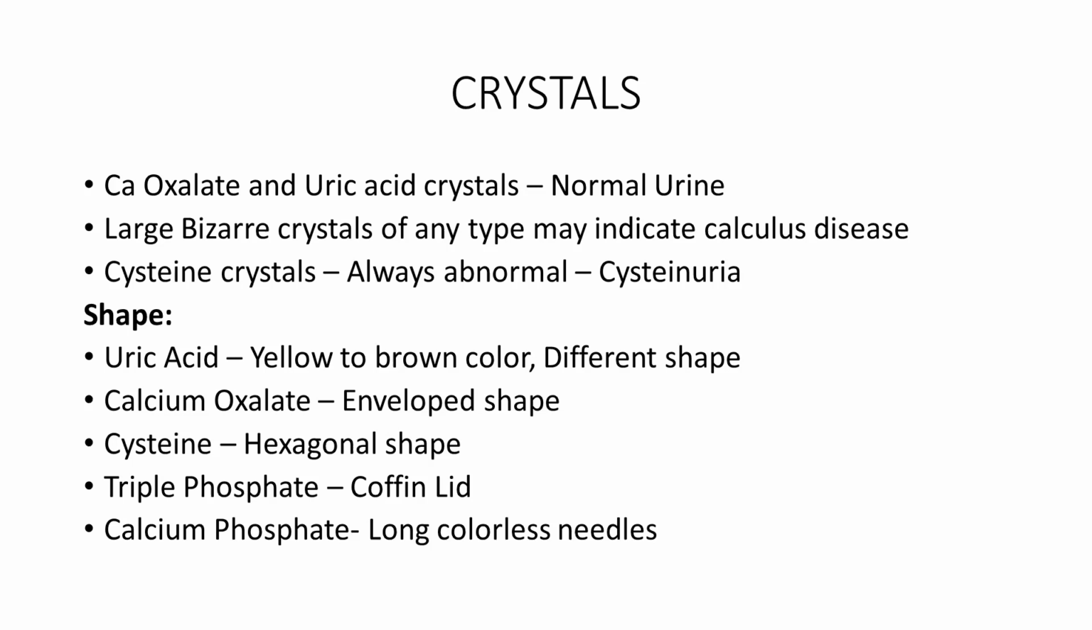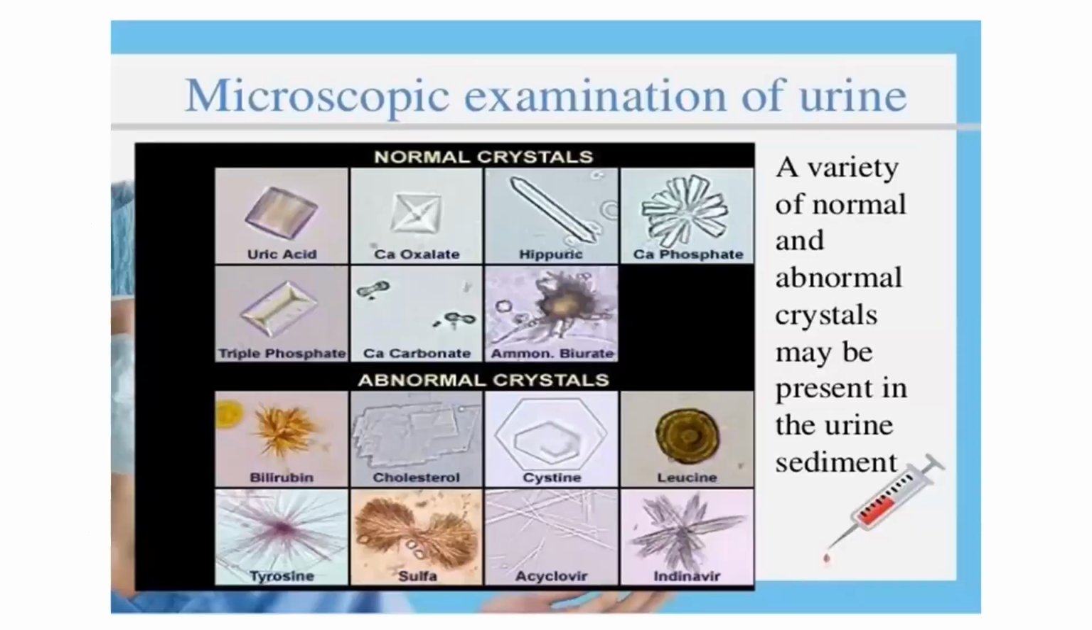I'll show you the different shapes of these crystals. Now, this is the uric acid crystal, calcium oxalate, the envelope-shaped crystal, hippuric acid, calcium phosphate, and triple phosphate, which is characteristic of a coffin lid. Usually, calcium phosphate is joined, and then there are other drugs which are passed in the urine, and cystine crystals are hexagonal crystals.